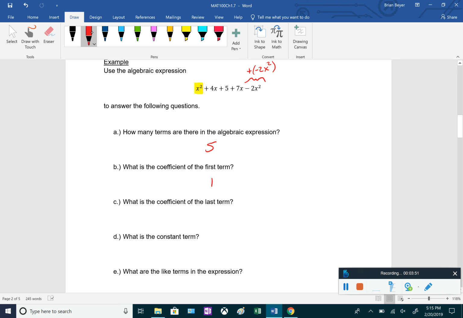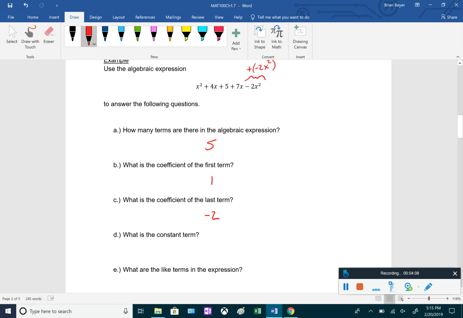Next one, what's the coefficient of the last term? So the last term is negative 2x squared. The coefficient is negative 2. So don't forget the negative on that. So coefficient, once again, being the numerical part of the term. So the constant term is going to be the term without a variable factor. That's going to be the one in the middle. That's going to be the term 5.